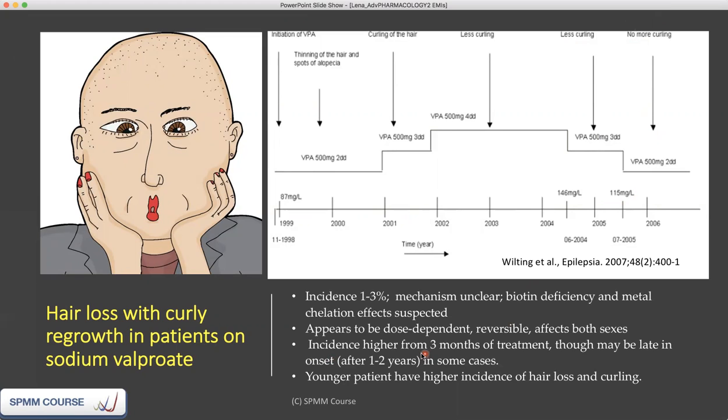Incidence is higher from 3 months of treatment, though it may be late in some people, after 1 to 2 years. Younger patients have a higher incidence of hair loss and curling.